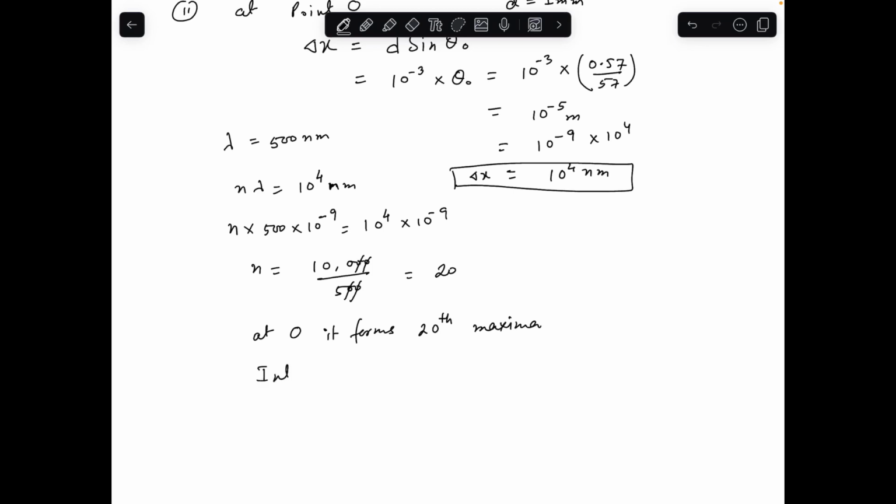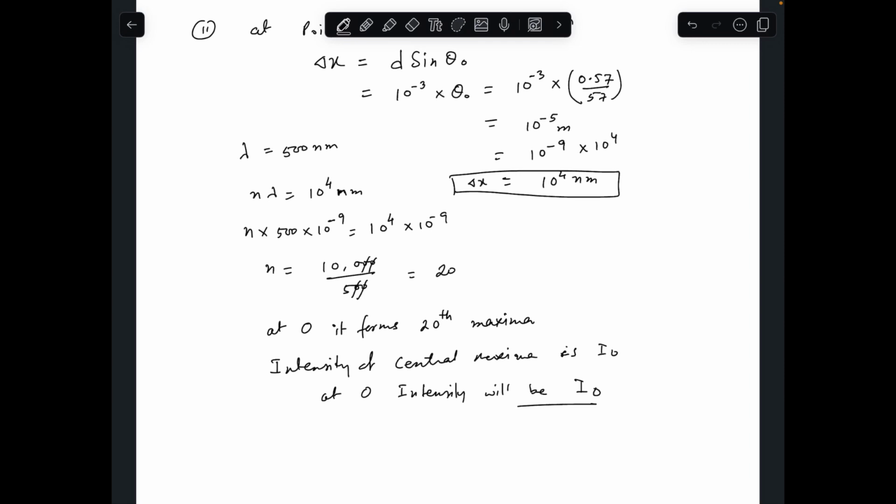Okay, so what is the intensity of maxima at O? Intensity at central maxima is I naught. So at O intensity will be I naught, correct? So this is the answer of the second question.